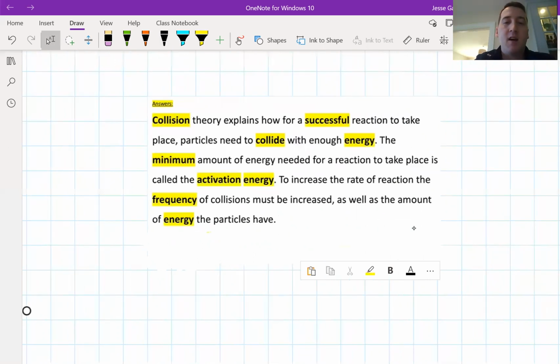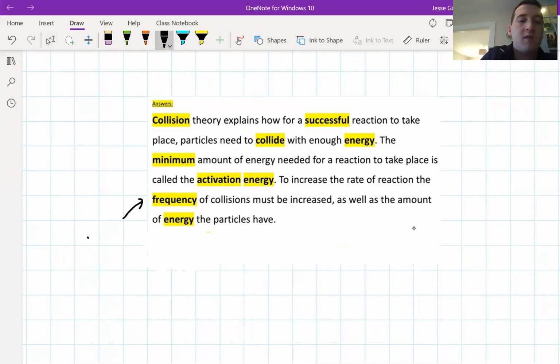Collision theory explains how for a successful reaction to take place, particles need to collide with enough energy. The minimum amount of energy needed for a reaction to take place is called the activation energy. To increase the rate of reaction, the frequency of collisions must be increased. Frequency just means how often. On yours, you can annotate this if you want. Say how often. Frequency means how often. Good idea for when you're looking back on it, so that you know what frequency means. Of collisions must be increased, as well as the amount of energy the particles have.